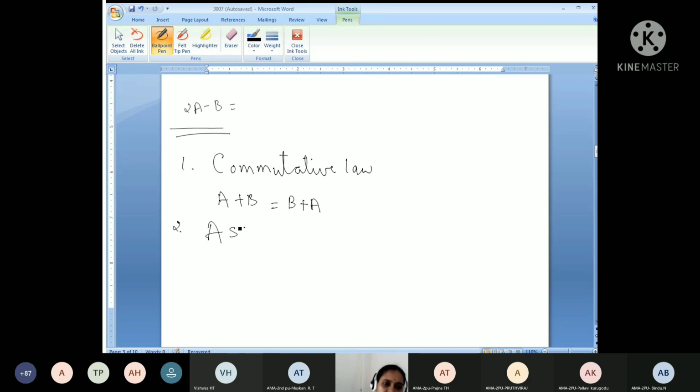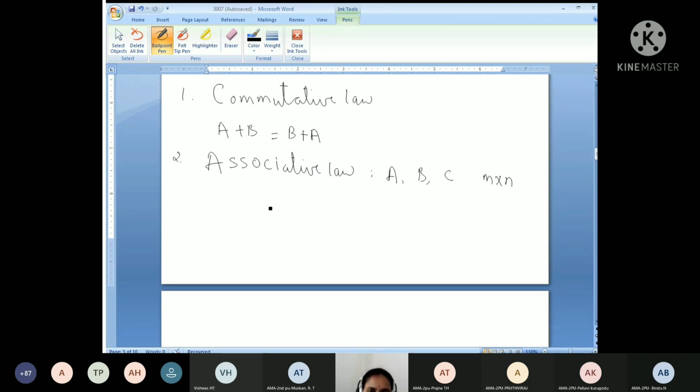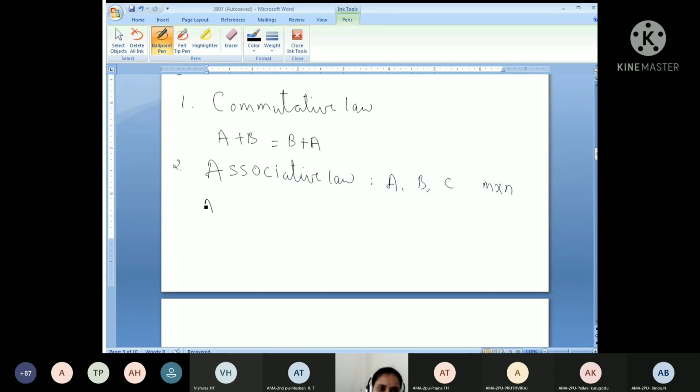Second thing, I was discussing the associative law. Here, let A, B, C be matrices of the same order, say m by n. Now, the associative law says that (A plus B) plus C is equal to A plus (B plus C). This is the associative law. That means you can make groups and then add.